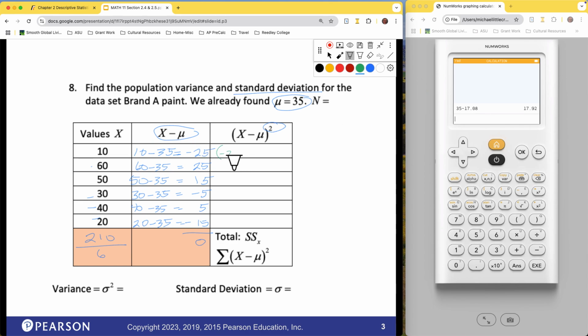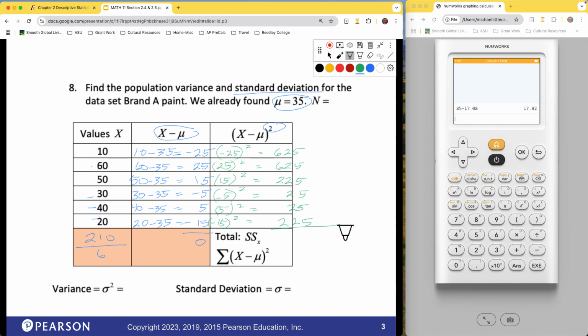We're going to take negative 25 and square it. That gives us 625. We take positive 25 and square it, and we get 625. We take 15 and square it, and that gives us 225. We take negative 5 and square it, and that gives us 25. Positive 5, square it, gives us 25. And finally, negative 15, we square that, and that gives us 225.